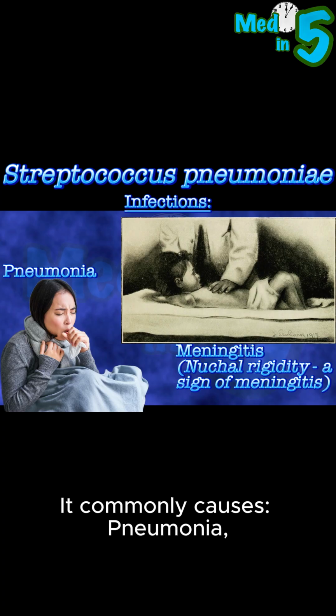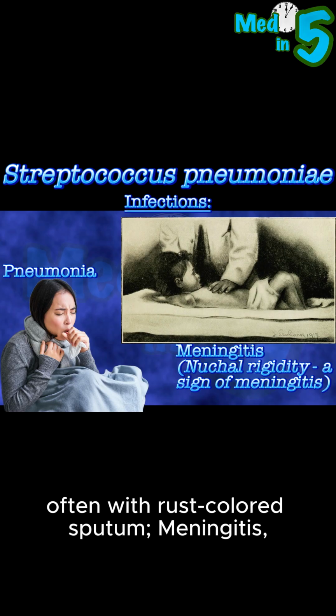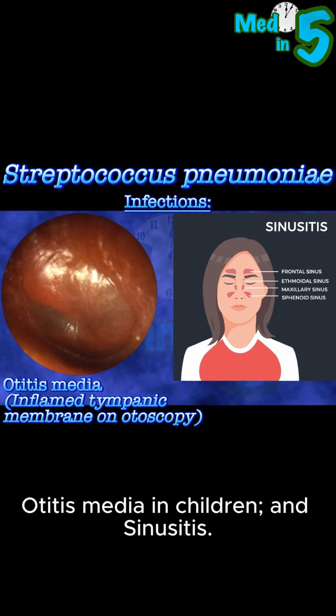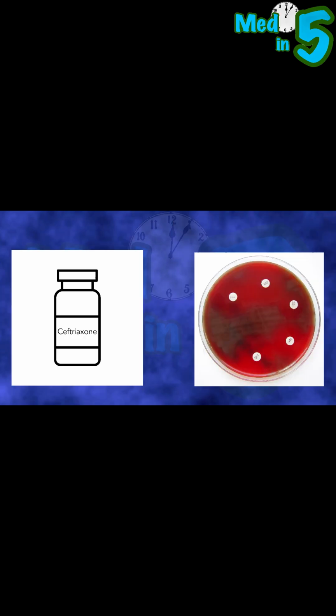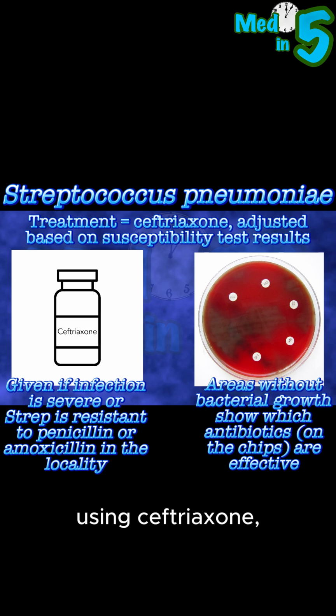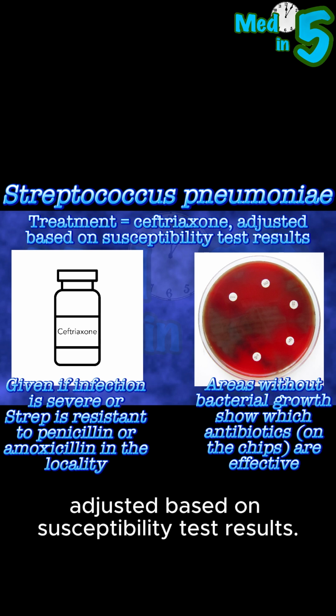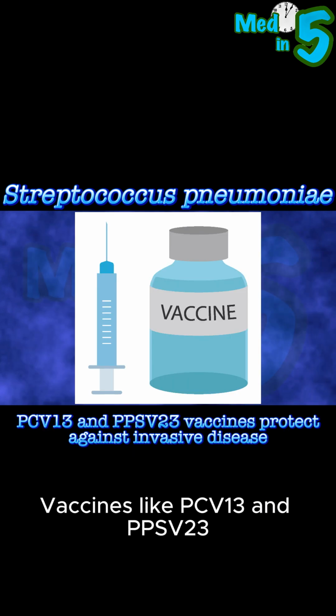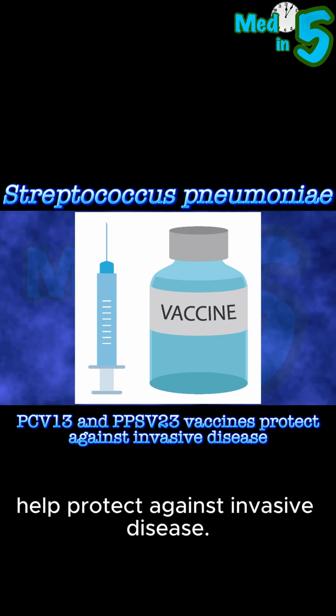It commonly causes pneumonia, often with rust-colored sputum, meningitis, otitis media in children, and sinusitis. Treatment usually starts with empiric coverage using ceftriaxone, adjusted based on susceptibility test results. Vaccines like PCV13 and PPSV23 help protect against invasive disease.